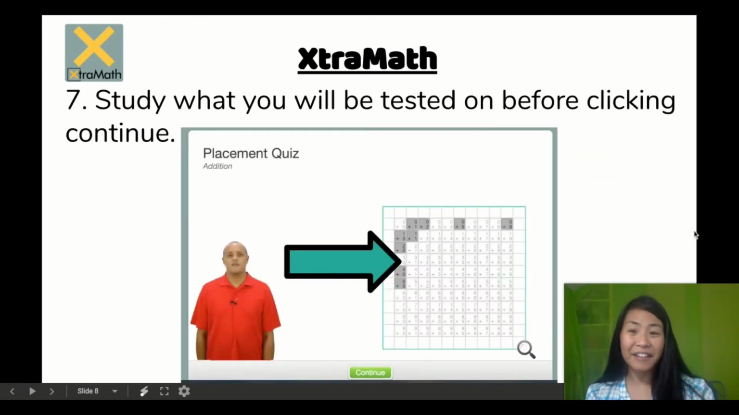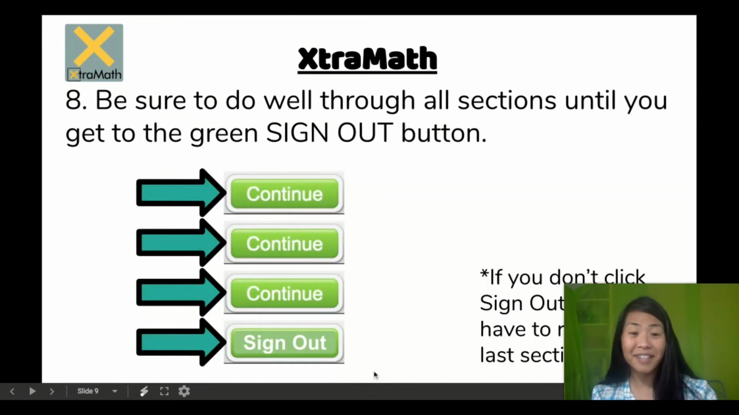Okay. Another tip, study what you're going to be tested on before you click continue. Before every section you continue onto, you'll come up with a grid that actually tells you in gray every single question that you're going to be asked before you go on to the next section. So study those real quick. That way you at least have those ready in your mind before you continue on to the next section already. And then you can click continue to go on.